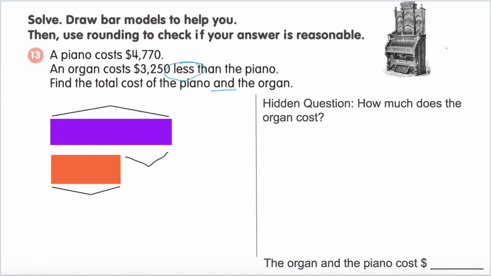Now, I created this comparison bar model. I want to use a comparison bar model because I noticed this word less. Words like less, more, greater than, or fewer usually indicate that I'm comparing two amounts. Now, I want to begin by labeling what I know for sure, the definite numbers and amounts and values that the problem has given to me already. A piano costs $4,770, so the piano is going to be the longer bar, and then I know the organ is going to represent the shorter bar because it is less.